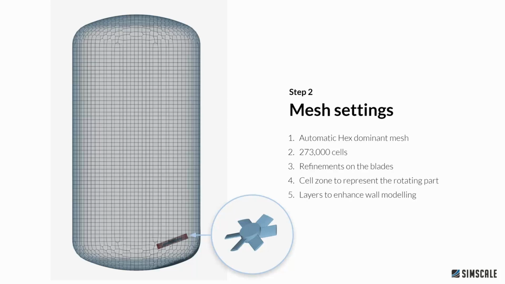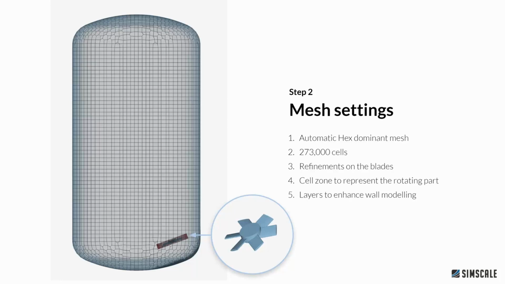We've refined on the blades. You can see a little excerpt there of what the refinement level is on the blades. And we've also split off the cell zone for that rotating part. Now, this is actually quite relevant for reasons I'm going to explain to you in a bit.